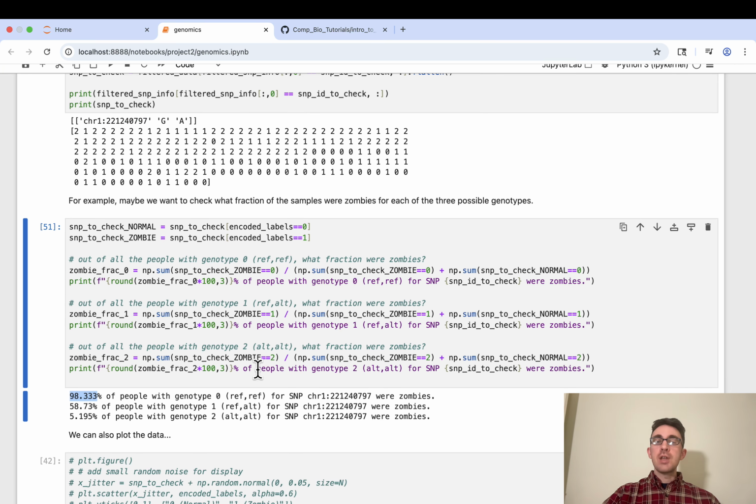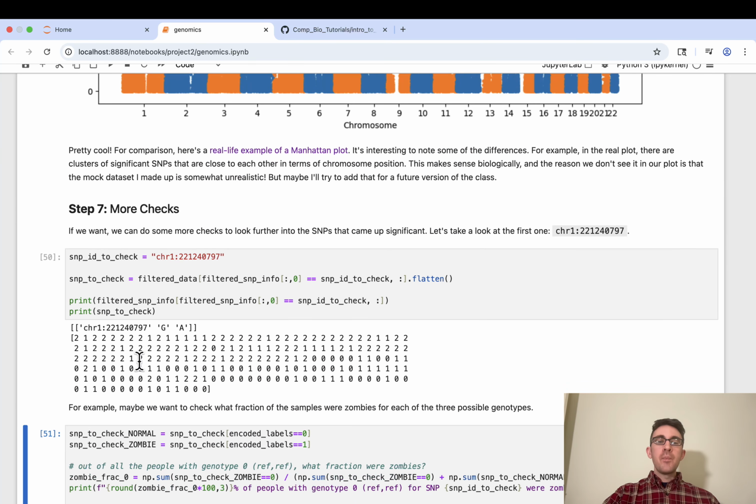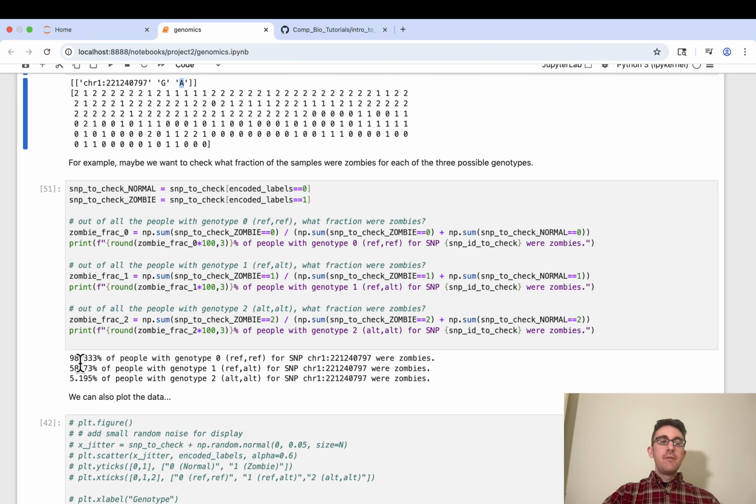And for people with a genotype of 1, meaning 1 copy of the reference allele and 1 copy of the alternate allele for this SNP, meaning one of their chromosome copies had a G at this position and the other one had an A, about 58% were zombies, meaning they turned into a zombie after being bit.